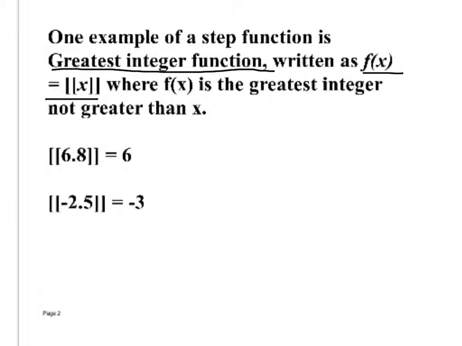So if you look, the double bracket signs are on 6.8. Integers are like whole numbers, but with negatives. So -3, -2, -1, 0, 1, 2, 3, 4, 5, 6. Those are all integers. Integers do not have fractions. They don't have decimals. So the greatest integer of 6.8 would be 6. It's not 7 because we can't go greater than 6.8. It's not greater than x.